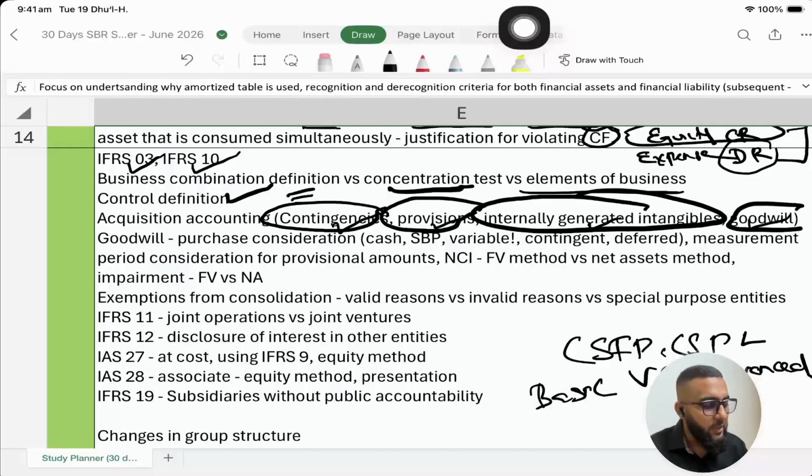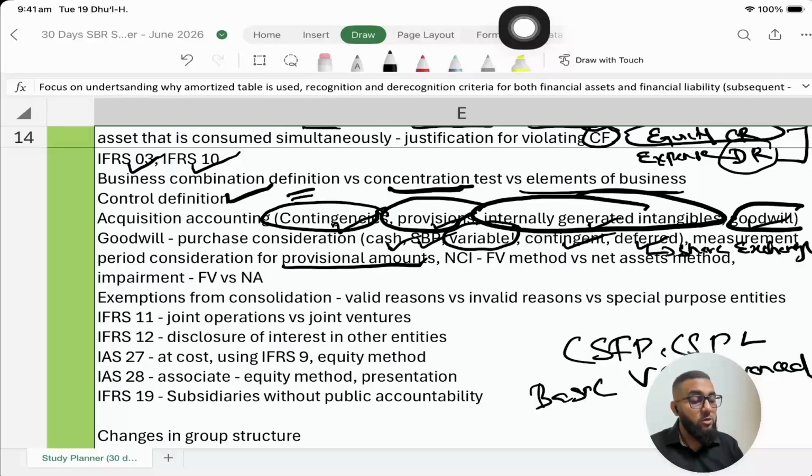So purchase consideration can be cash, it can be share-based payment, it can be variable, contingent, or dependent on conditions. Contingent may happen, may not. Then deferred means paying on a future date. Share-based payment is based on shares: what are the pre-acquisition and post-acquisition IFRS 2 implications here? And then there is share exchange that's missing here. There is another way in which you can pay, which is share exchange. Then measurement period consideration for provisional amounts.